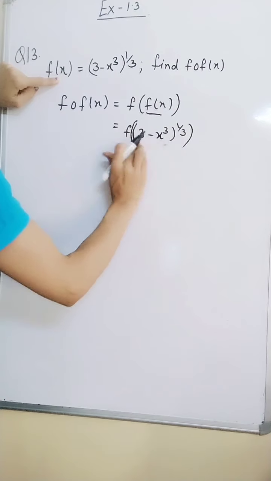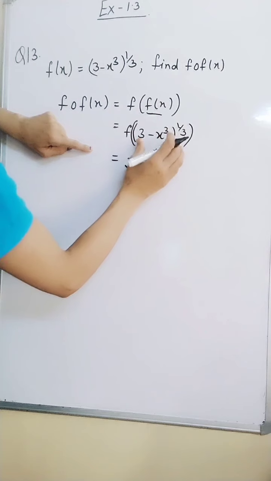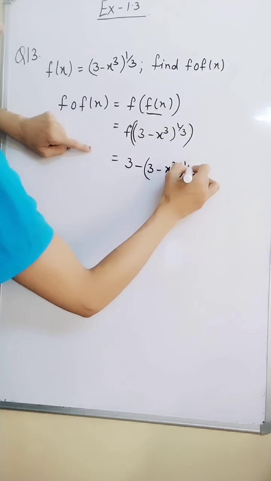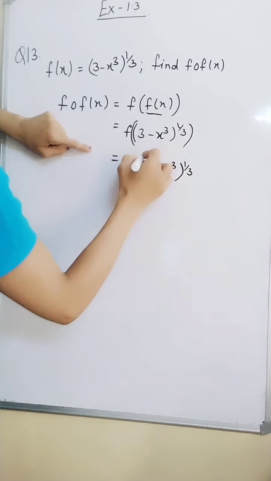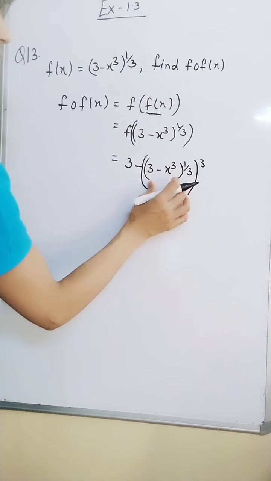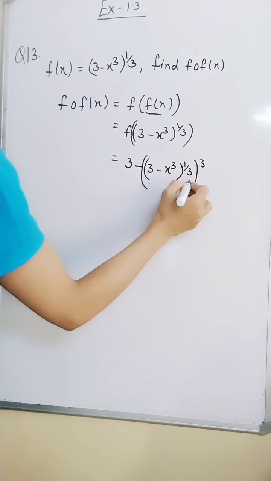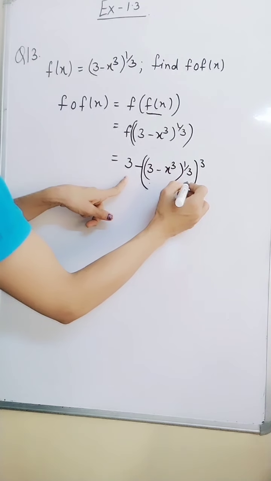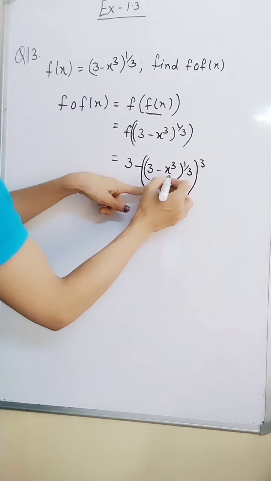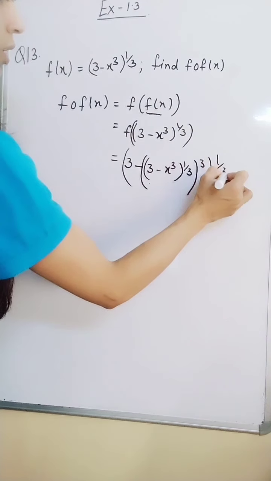Since f(x) is given as this, 3 minus x cube, at the place of x we will put this value, so 3 minus ((3 minus x cube) whole power 1 upon 3) whole cube. Clear? Means at the place of x, I have put this value, and then again whole cube of this, right?